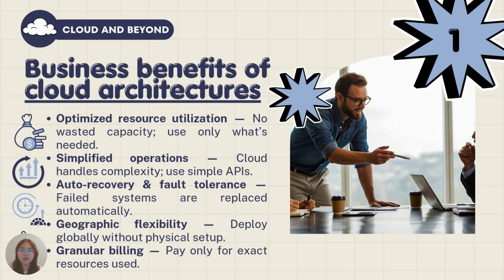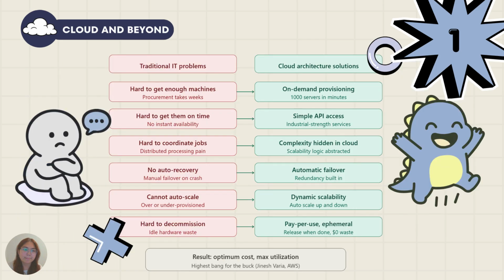Next one is auto recovery and fault tolerance. If there's a failed system, you can automatically replace it without manual intervention. Cloud also offers geographic flexibility, meaning that you can deploy globally without setting up physical infrastructure. And granular billing ensures that users are charged only for the exact resources they consume.